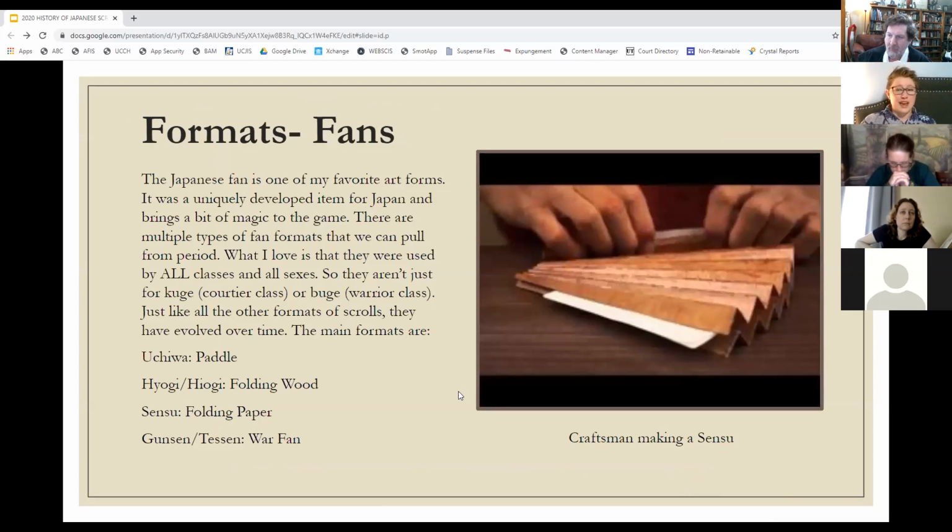Let's talk about fans. This is my favorite. Yes, I know I've said favorite through this whole thing. I'm sorry, but I'm not sorry. So fans are actually part of my heraldry, so that's probably why I'm a little selfish about this portion.